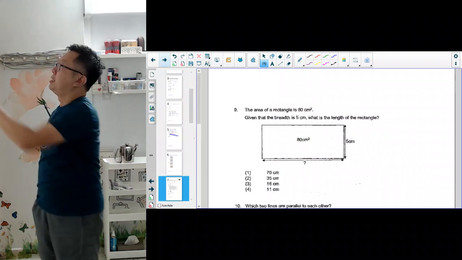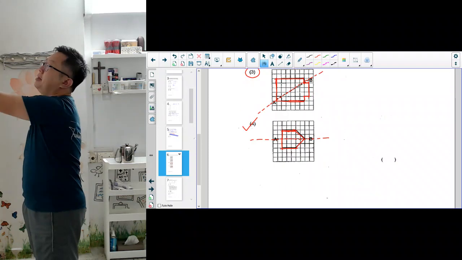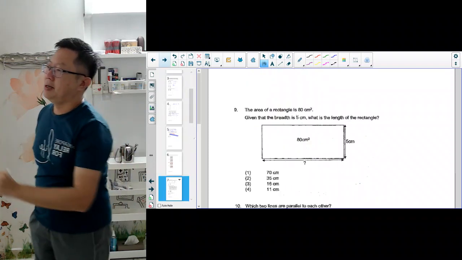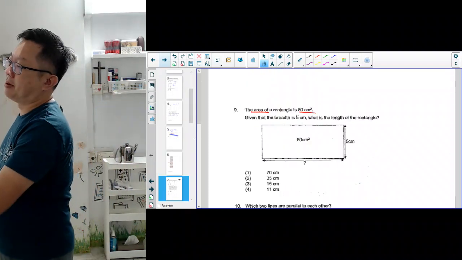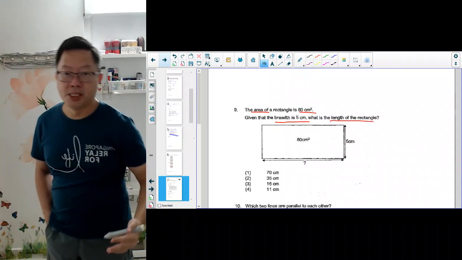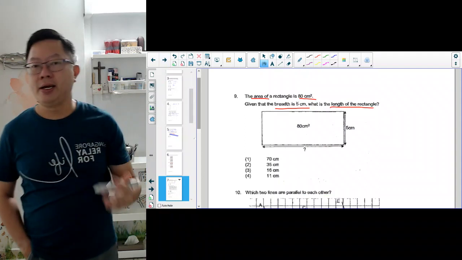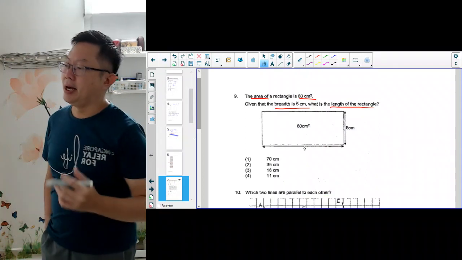Question number 9. Number 8 we did already. Alright, the area of a rectangle is 80 centimeters square. The breadth is 5 cm. So what's the length? This tests you on your primary 3 area concept. How do you find the length when you are given the breadth and the area?